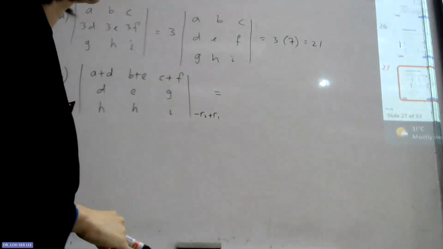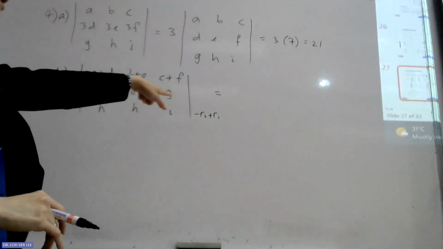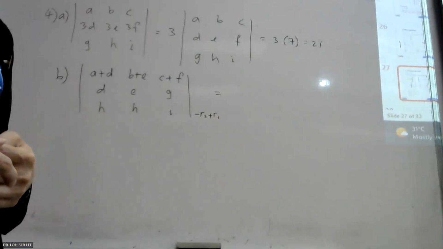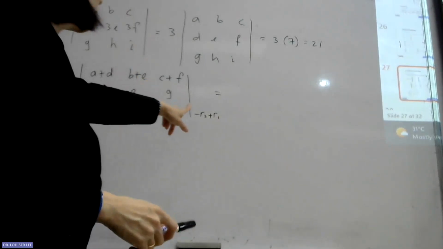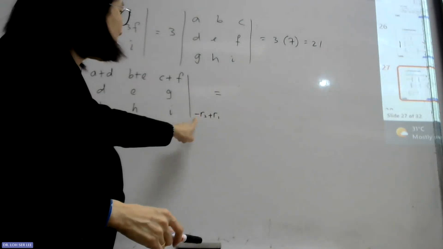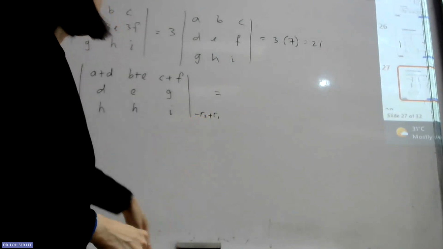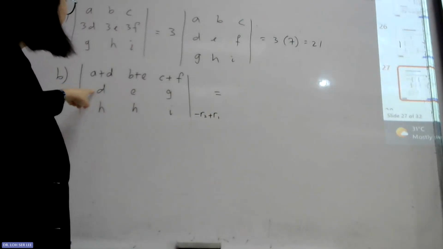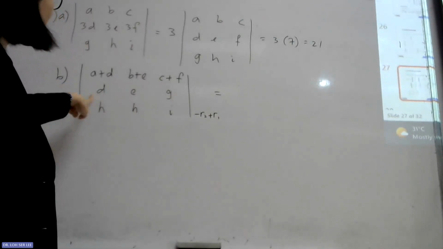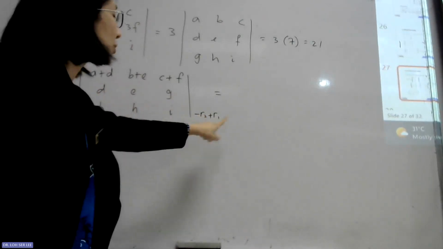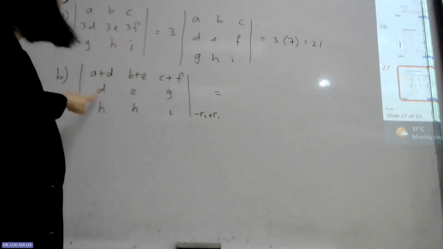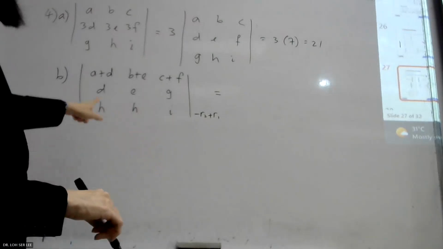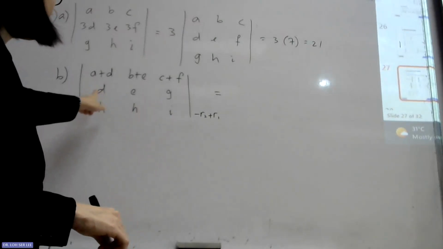This one, I give you the command of the operation negative R2 plus R1. Negative R2 plus R1 means we multiply a minus into row number 2. Row number 2, we multiply a minus, so this will be negative D. Negative D and then plus to row 1. So negative D plus to row 1, you get, this one times negative 1.